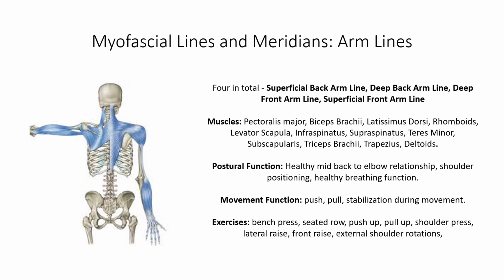The muscles involved are the pectoralis major, biceps brachii, latissimus dorsi, rhomboid, levator scapulae, infraspinatus, supraspinatus, teres minor, subscapularis, triceps brachii, trapezius, and deltoids. Its postural function is to have a healthy mid-back to elbow relationship, so scapula to elbow, thoracic to elbow, and for good shoulder positioning, which all in turn will help contribute to healthy breathing function. Its movement functions are push, pull, and stabilization through movement of the upper body.